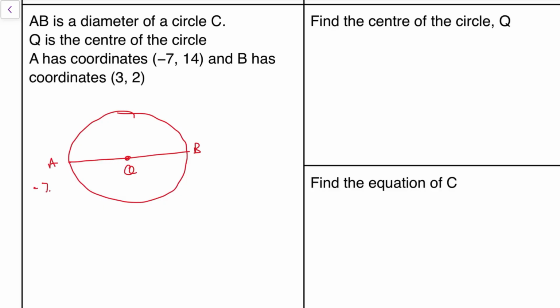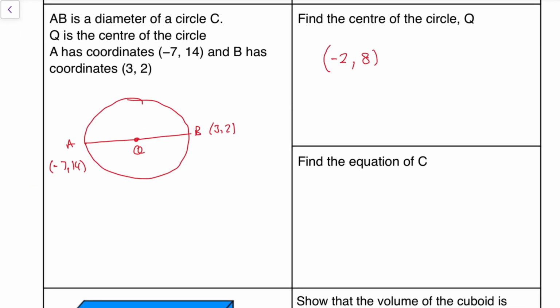Now, it normally doesn't matter whether my diagram is super accurate. It just allows me to think about what's going on. And B has coordinates 3, 2. Find the centre of the circle. So far this is not too bad, is it? And you can see from my diagram, the centre is the average of the x coordinates. So minus 7 plus 3 is minus 4, divided by 2 is minus 2. Again, just basically taking the median of the two. And then the y coordinate is 14 plus 2, which is 16. 16 divided by 2 is 8. So my centre, fairly straightforward, is minus 2, 8.